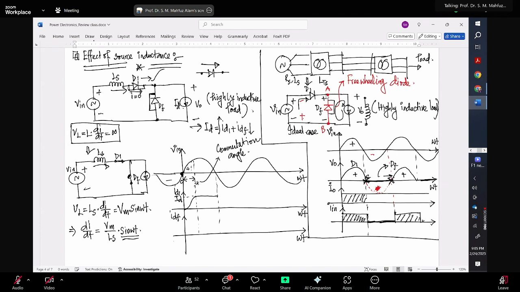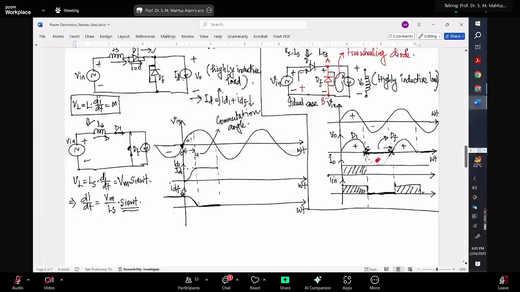Before that, during this negative half cycle, you can see this diode was operating. So the entire ID current was going through this freewheeling diode, and during the commutation process, the current will drop down like a sine wave, and then it will remain zero until this thing happens. So now, is there any question regarding what we have discussed so far?